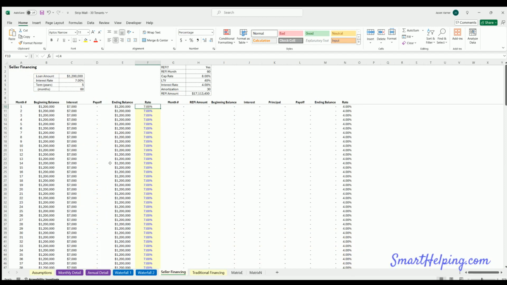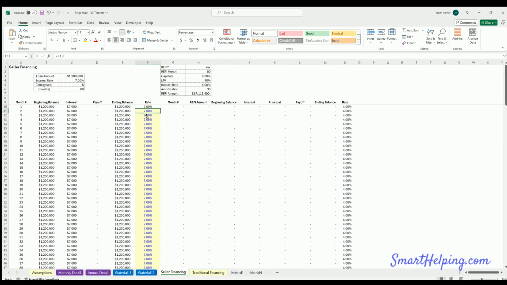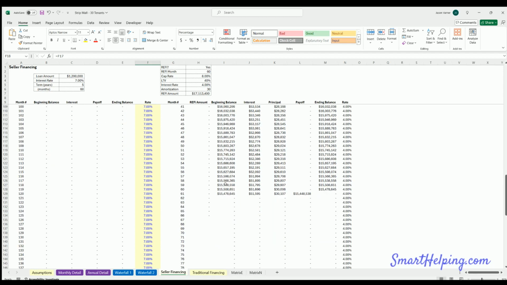You can see on our seller financing schedule, we're paying interest only. And then at the end of the period, we're refinancing. This rate could be variable as well if you want to adjust the interest only rate over time. And then we got our stabilized refi until the exit. And then we pay that off.